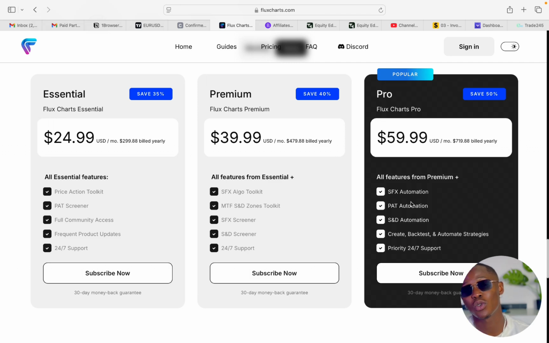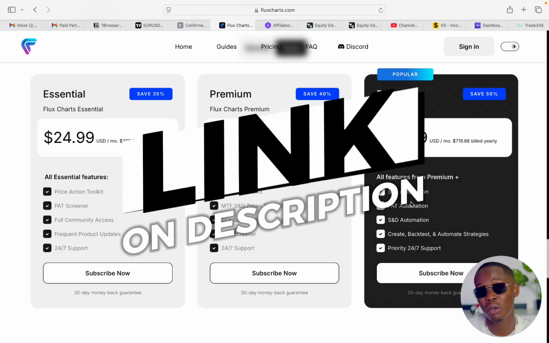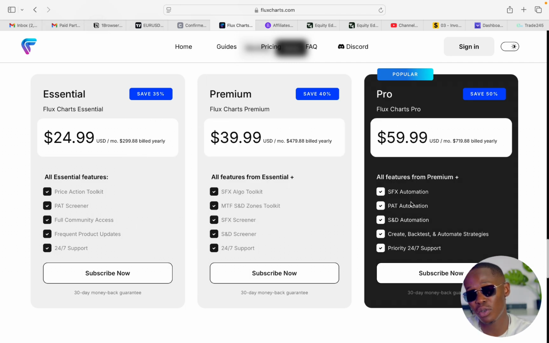With this, you are also able to do back testing and create your automated strategies. You can create something different for yourself, because now you have full control over what you have. So it's Flux Charts Essentials at $24, Flux Charts Premium at $40, and Flux Charts Pro at $60. It's up to you which one you would like to help you get to your trading decisions effectively.